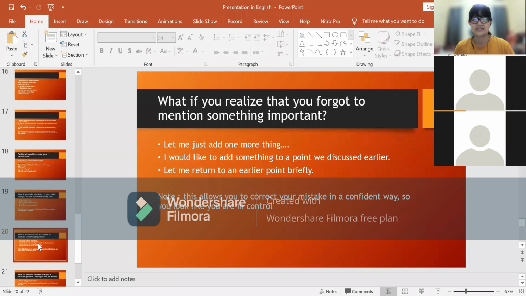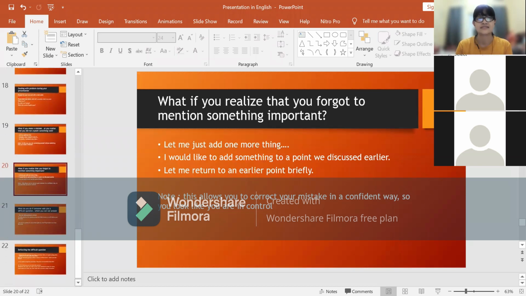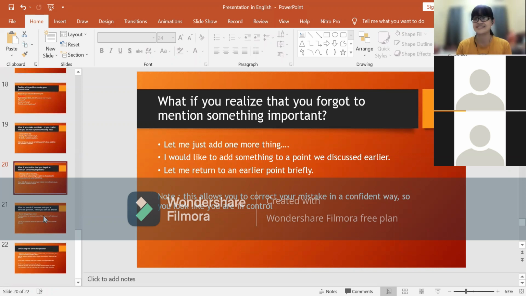Okay, and this allows you to correct your mistakes in a confident way, actually. So you look like you are still in control, even if your topic or your conversation is heavy, by saying these phrases if you want to mention something important.